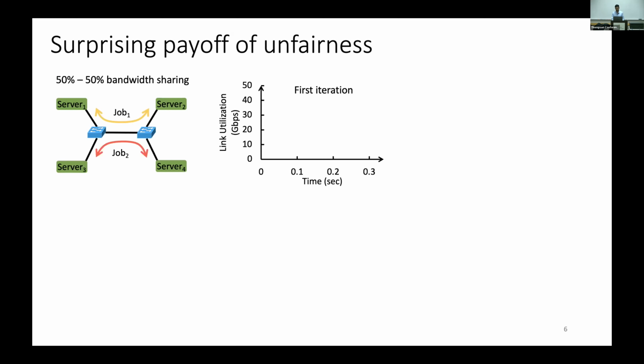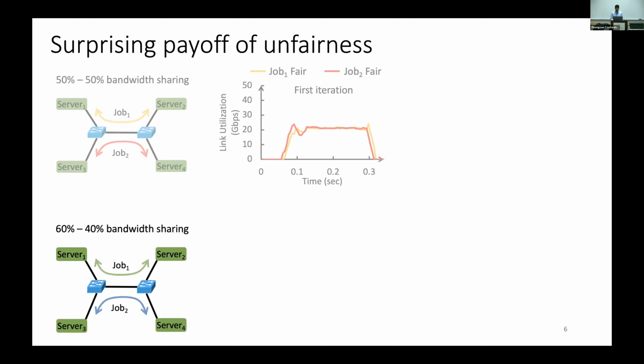Now I'm going to show you something unexpected. We have job 1, which uses server 1 and 2. Let me add another DNN model, which uses server 3 and 4 and shares the middle link. Firstly, let's test the default congestion control protocol, DCQCN. DCQCN is a fair congestion control protocol. So when we plot the link utilization, we see that both the jobs get 50% of the link bandwidth. Nothing surprising here yet.